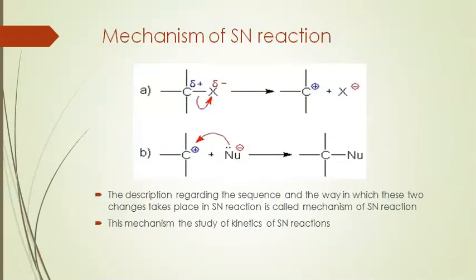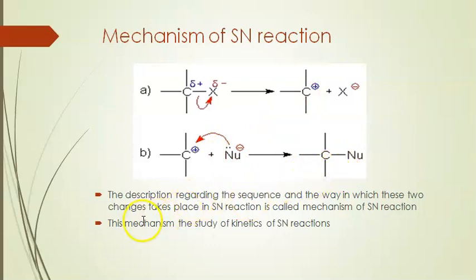In these nucleophilic substitution reactions, there is a mechanism that occurs. In this reaction, there is a carbocation and the halide ion. First an intermediate carbocation is formed, and on this carbocation the nucleophile attacks and formation of the product takes place.